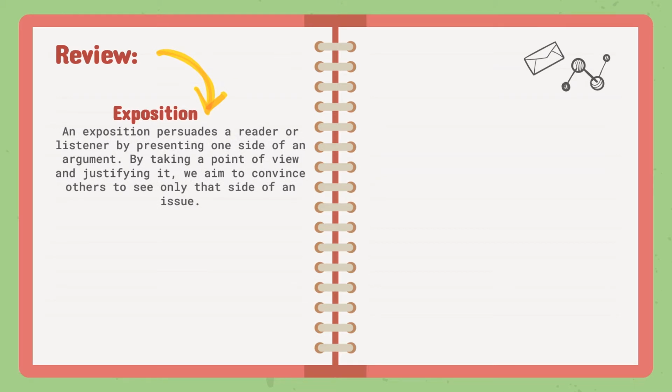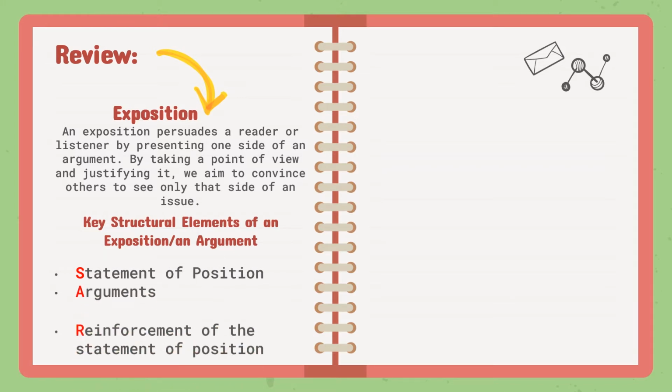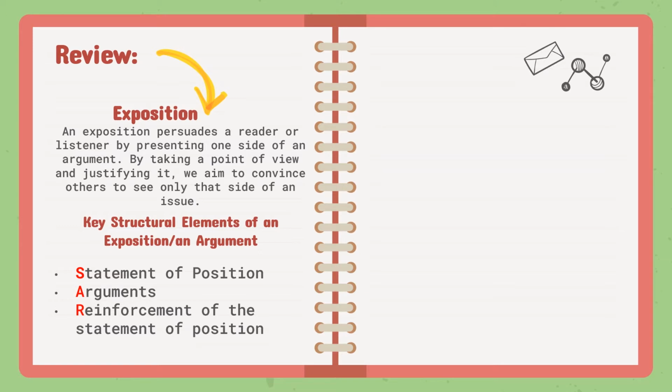Let's start by having a review of our previous lesson about exposition. What is an exposition? An exposition persuades a reader or listener by presenting one side of an argument. By taking a point of view and justifying it, we aim to convince others to see only that side of an issue. The key structural elements of an exposition or an argument are statements of position, arguments, and reinforcement of the statement of position. Remember, SAR.